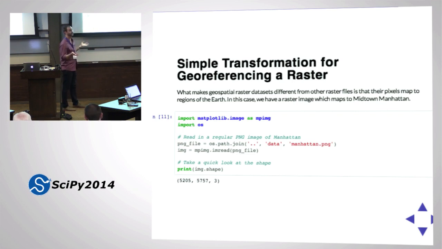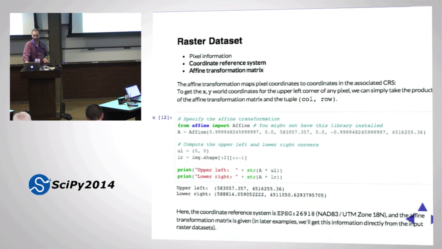That image object is basically just a NumPy array, where the dimensions are 5205 by 5757 by 3, with 3 being the red, green and blue color bands, and the other two being the dimensions in the x and y planes. So what we have is just an image, not a geospatial image.